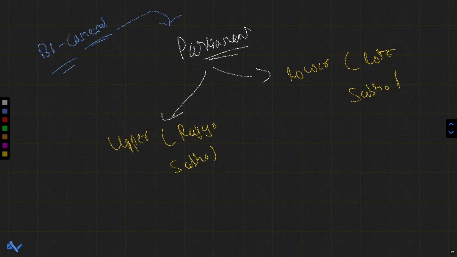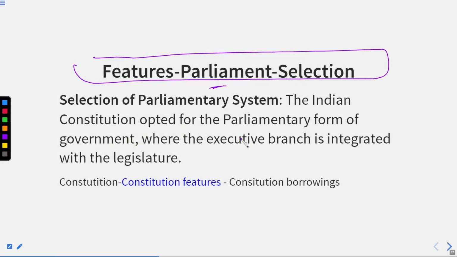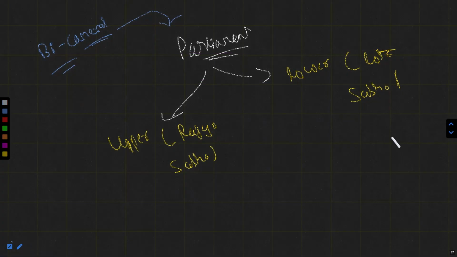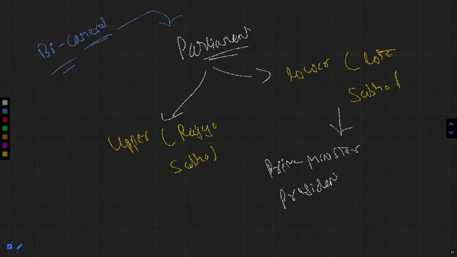So we have the parliamentary form, where the executive branch is integrated with the legislature. The legislature basically comprises the Rajya Sabha and Lok Sabha. And we know that the executive includes the Prime Minister, President, and Council of Ministers.